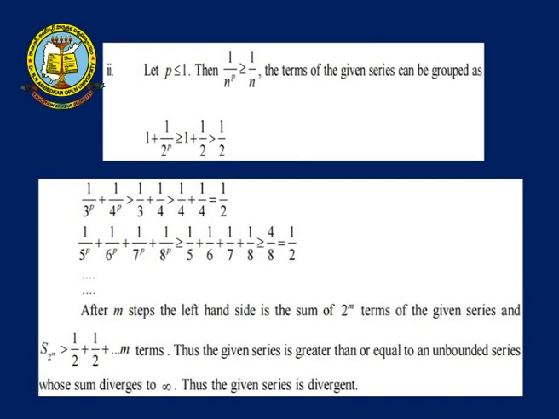Similarly, it goes on to the next 8 terms, the 5th to 8th term, which is again 1 by 2. Taking up to all the terms, s of 2 power n is greater than 1 by 2 plus 1 by 2 plus so on, n terms, so it is greater than n into 1 by 2. The limit as n tends to infinity of n by 2 is infinite. Therefore it is divergent. So for p less than or equal to 1 the series is divergent, and for p greater than 1 the series is convergent. Hence the proof of the p test is over.